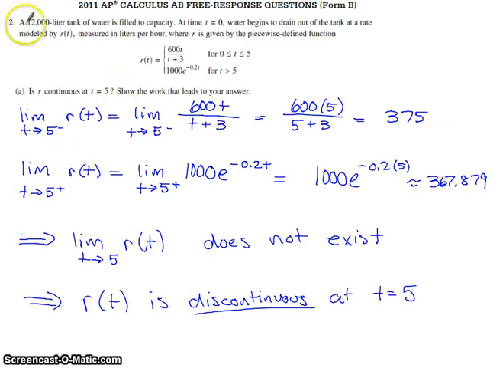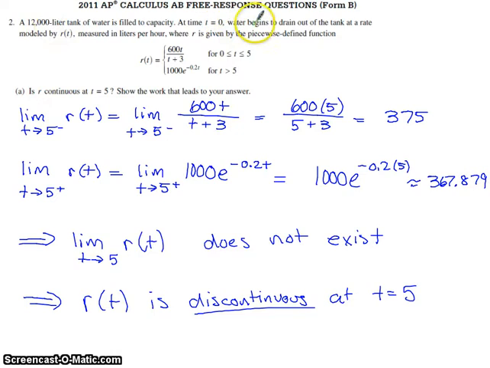So this is problem number 2 from the 2011 AP Calc AB exam. This is Form B, so it's the second form of the exam, and this is a calculator problem. Basically the setup is there's a tank that's holding water and it's filled to capacity, 12,000 liters.